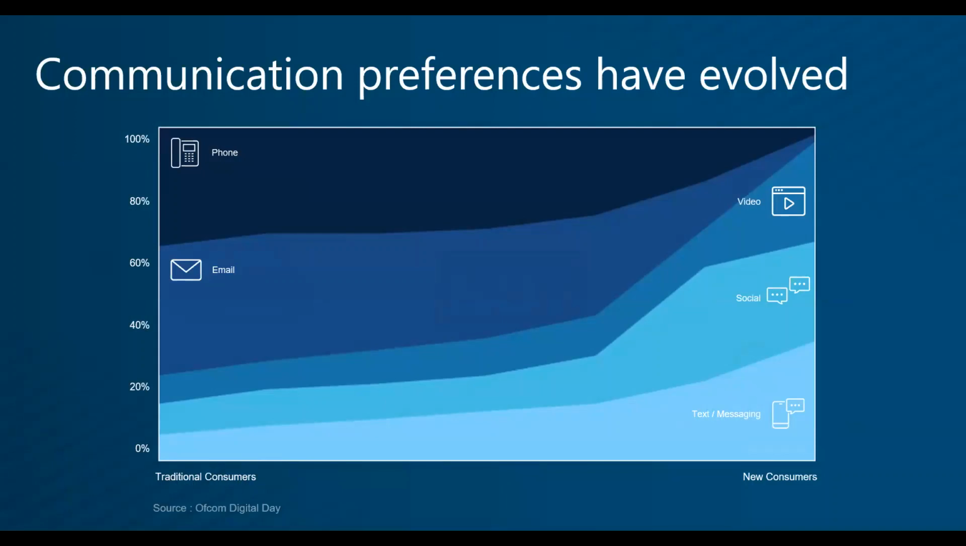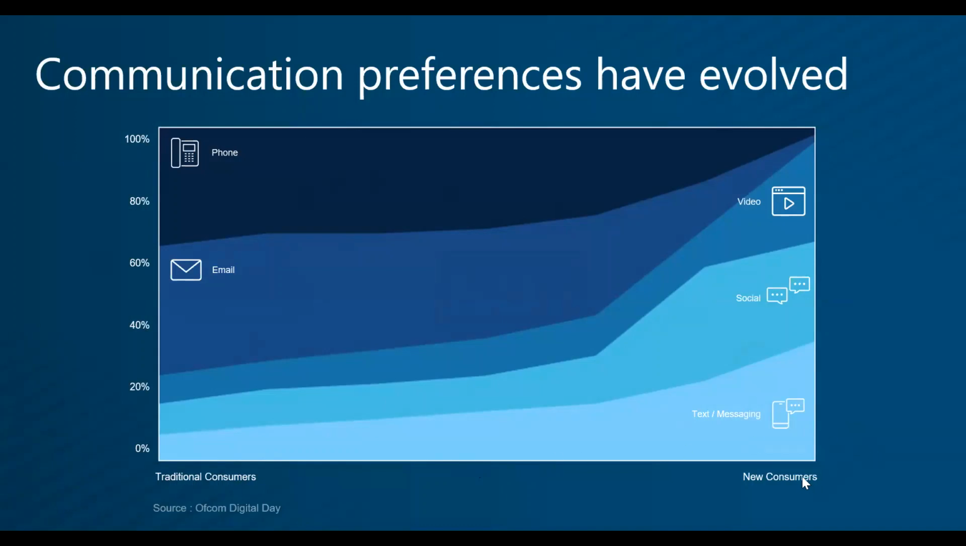This slide goes over communication preferences and how they evolved. Right over here, we have the traditional consumers, and that's typically your baby boomers, right? To communicate, baby boomers do phone, email, some social media and text messaging. And then we start getting to the middle, and we talk about the Gen X, Gen Ys. And they are doing a lot more social media and text messaging, still doing phone and email.